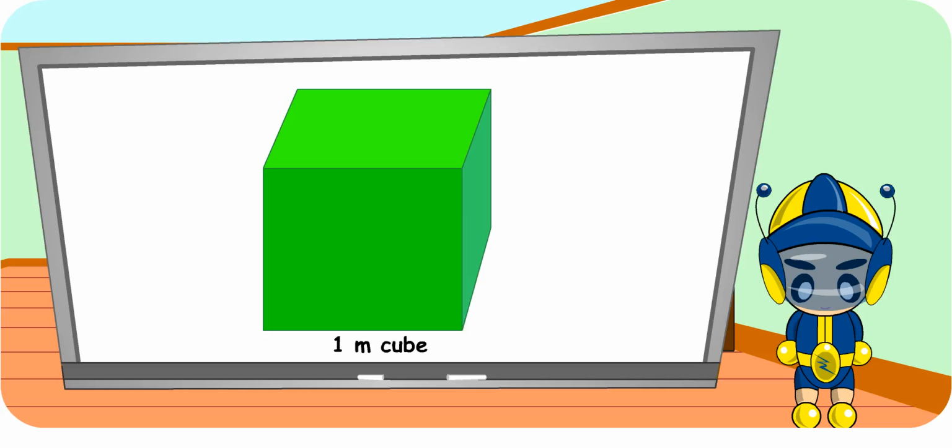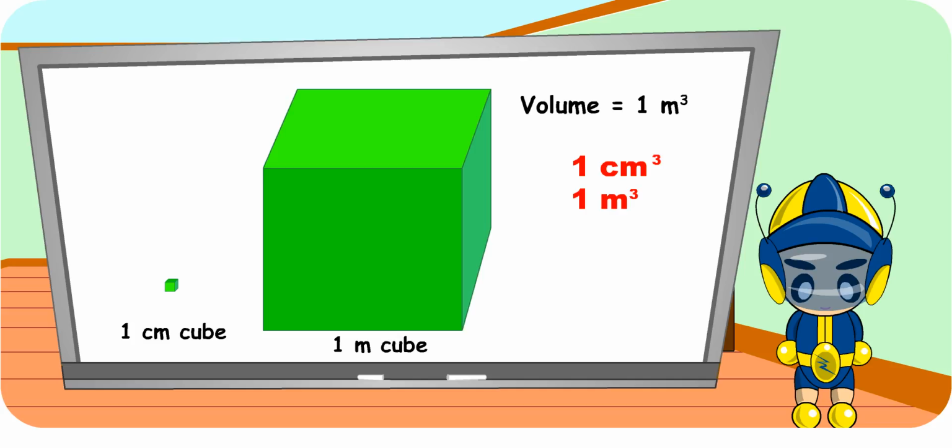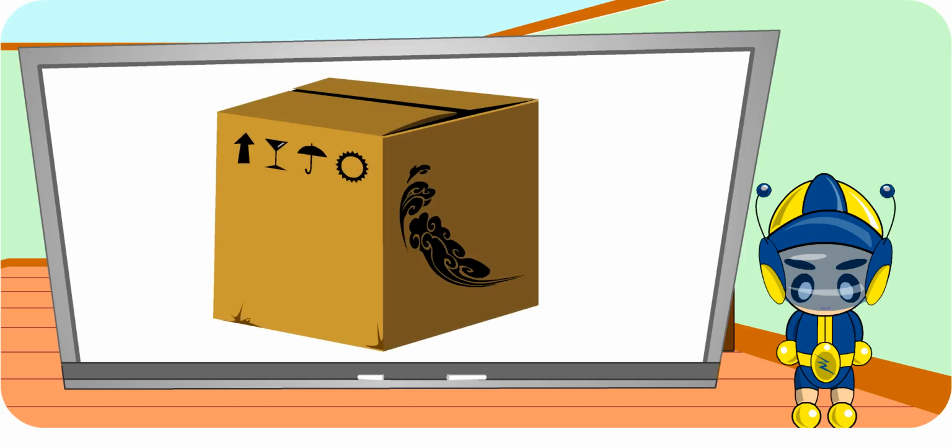Clever boy! You can see that a 1 meter cube is much bigger than a 1 centimeter cube. What about its volume, teacher? The volume of a 1 meter cube is 1 cubic meter. Like 1 cubic centimeter, 1 cubic meter is also a standard unit of volume. As 1 cubic meter is a much bigger unit than 1 cubic centimeter, it is used to measure the volume of big objects, like this carton box. I see, teacher.